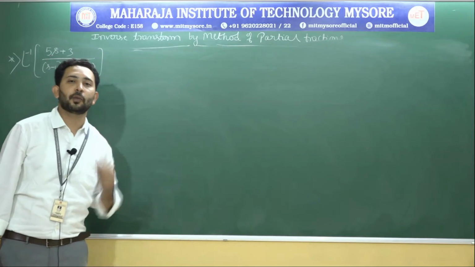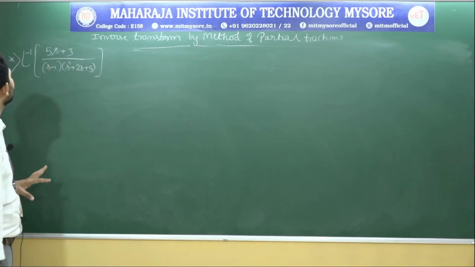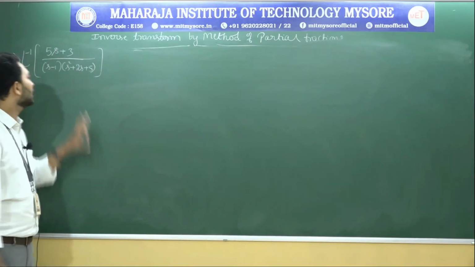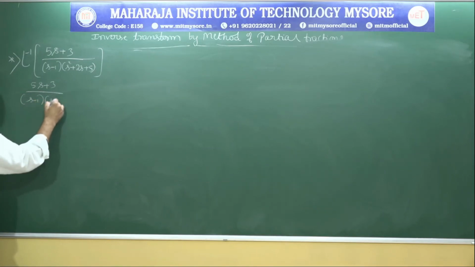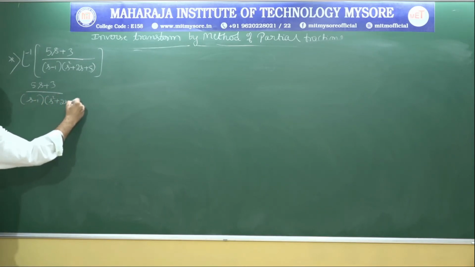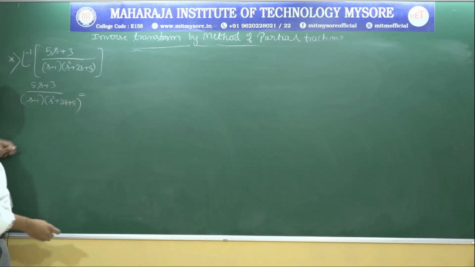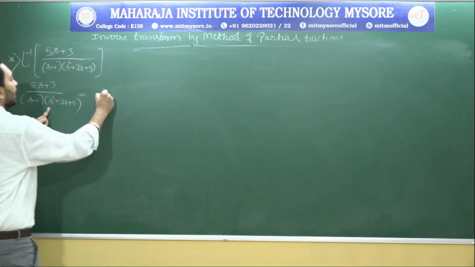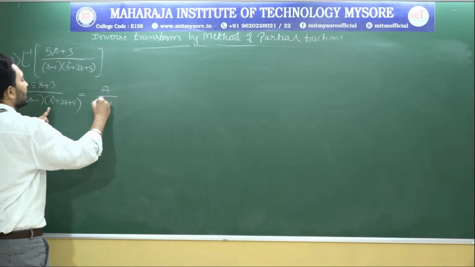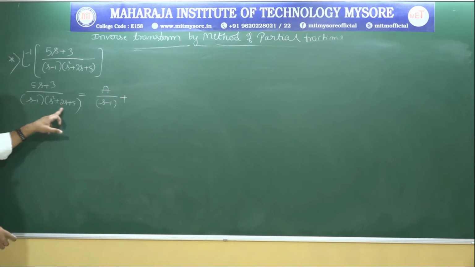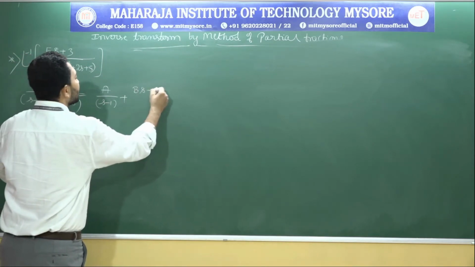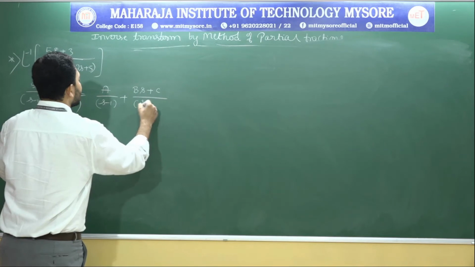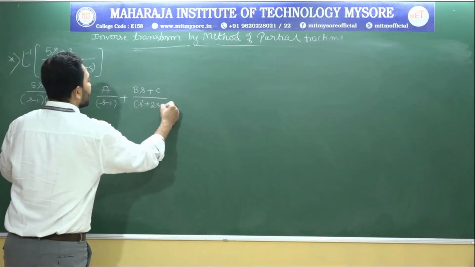Okay, I will take one more problem, that is L inverse of (5s + 3) divided by (s − 1) into (s² + 2s + 5). So (5s + 3) divided by (s − 1)(s² + 2s + 5), I can write this by using partial fractions as A divided by (s − 1) plus (Bs + C) divided by (s² + 2s + 5).